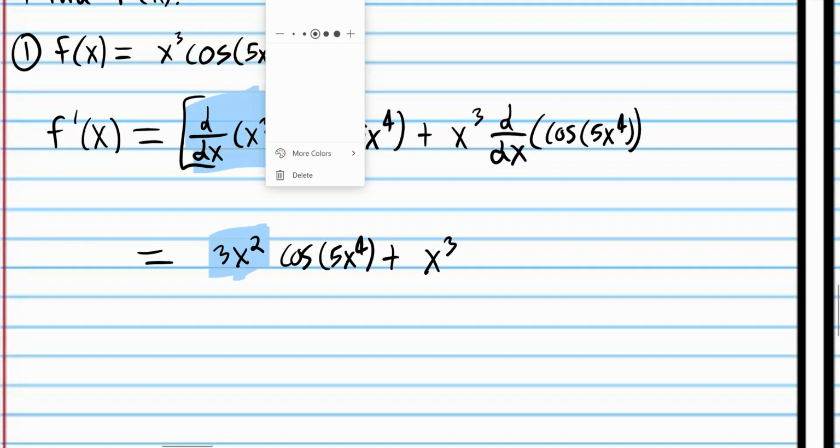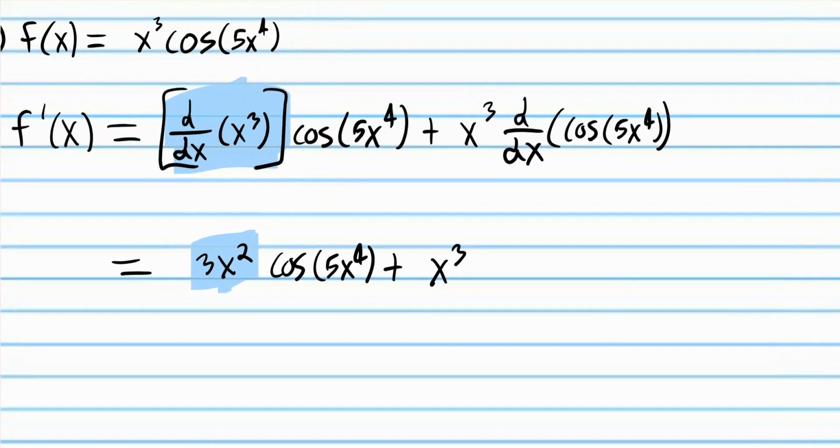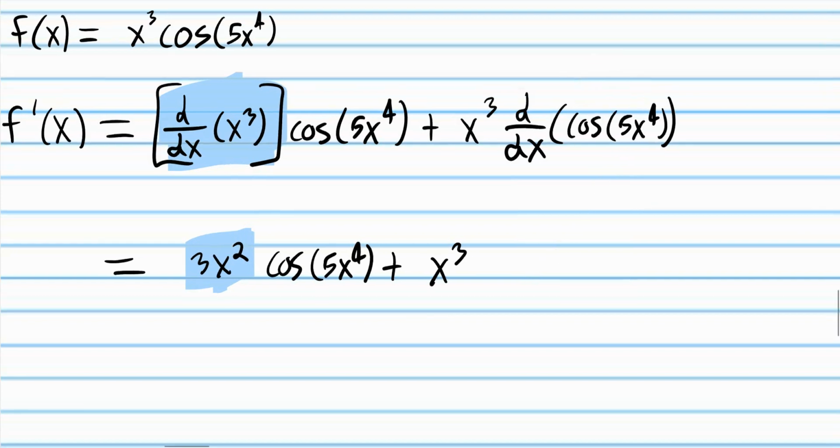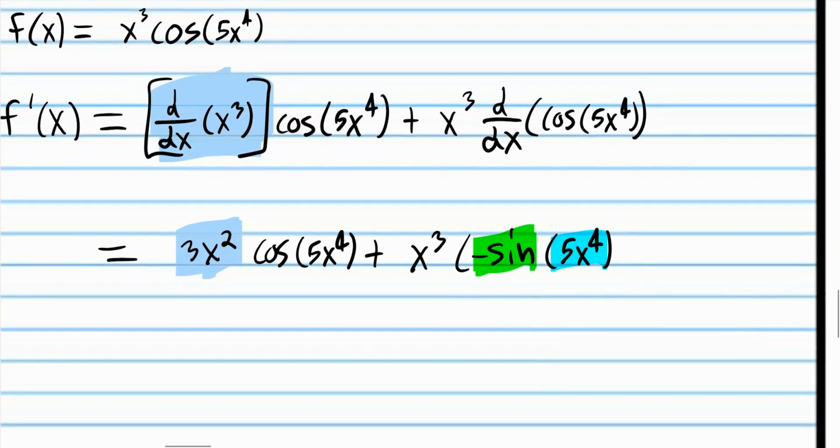And the derivative of cosine 5x to the fourth, well, we have to use the chain rule because we have a function inside another function. So the derivative of the outside function, derivative of cosine, is negative sine. So that's step number 1 of the chain rule. Step number 2, keep the inside portion. So step number 1, step number 2. So we kept the inside portion.